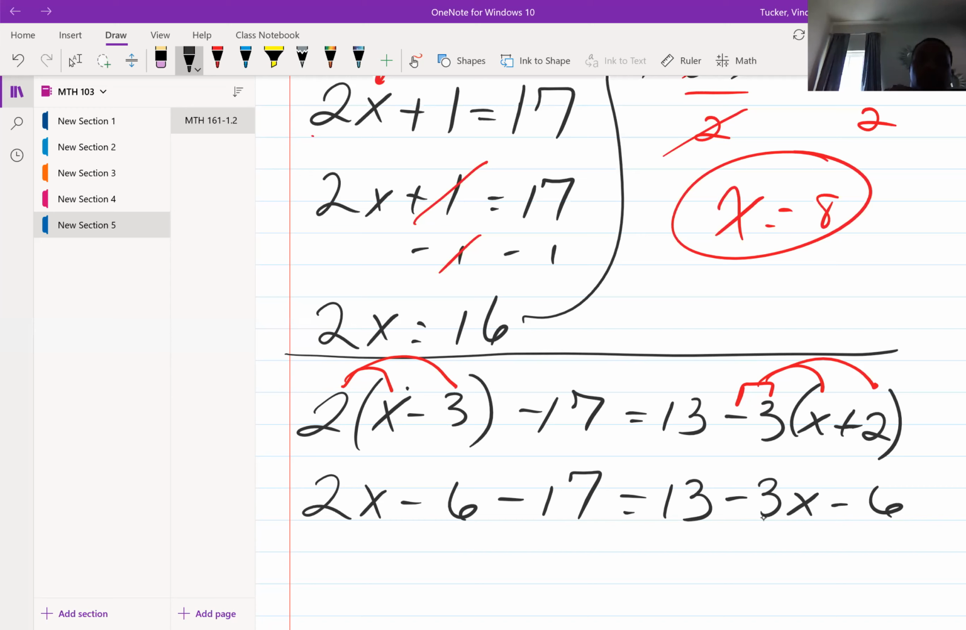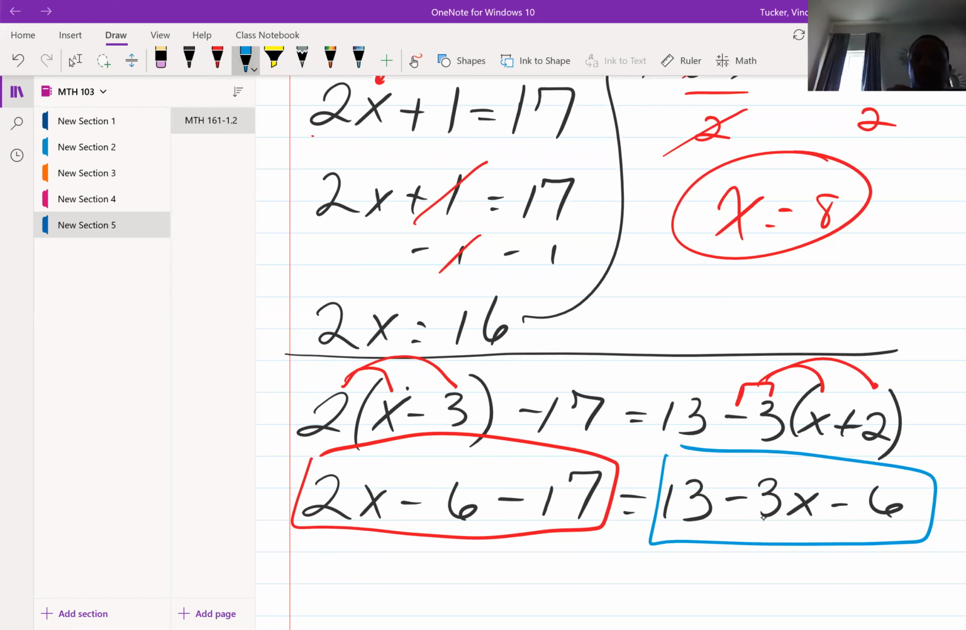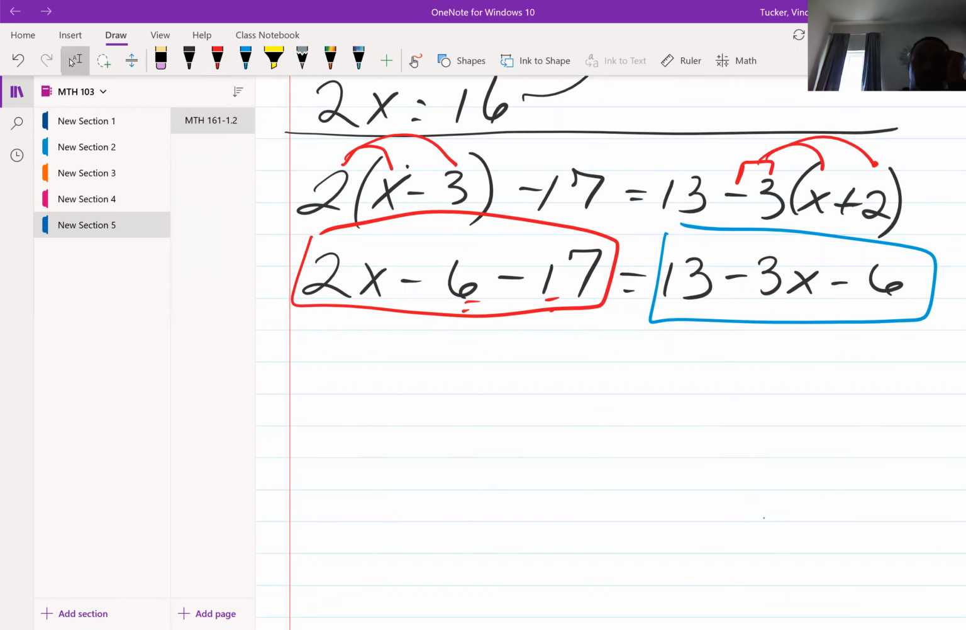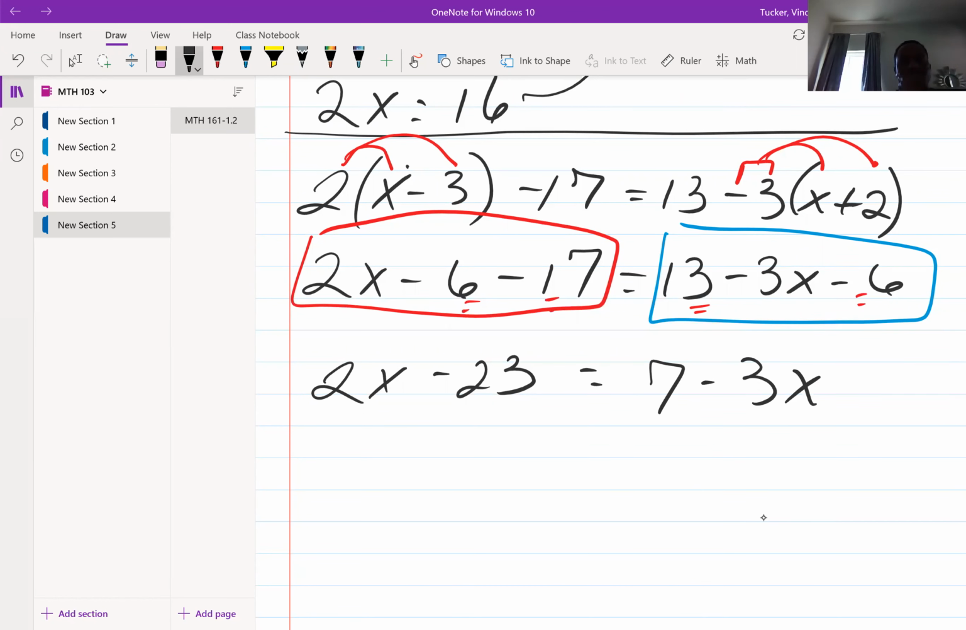All right. So from here, notice we have the ability to simplify on this right side and simplify on the left side separately. So before I move anything across the equal sign, I will simplify as much as I can on both sides of my equation. So over here, negative 6 and negative 17 will give me 2x minus 23. Over here, 13 and the negative 6 will give me 7. All right, make sure we're okay.